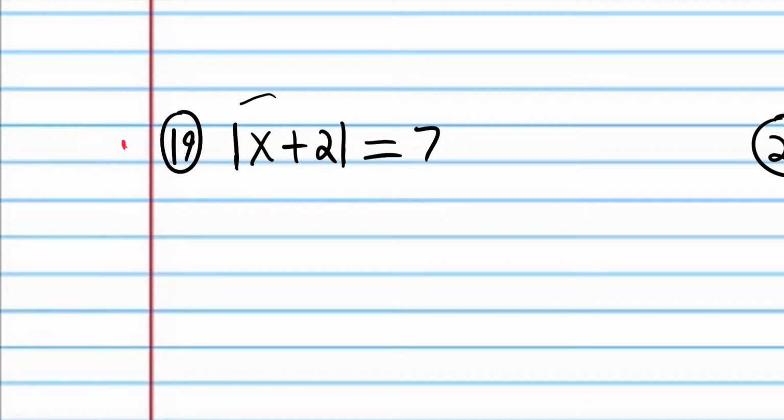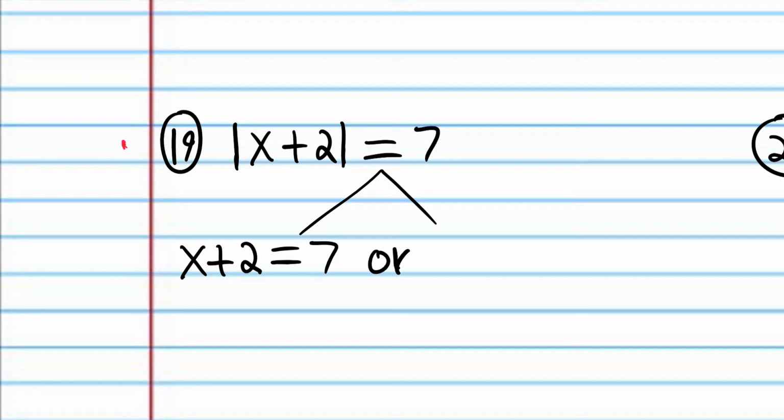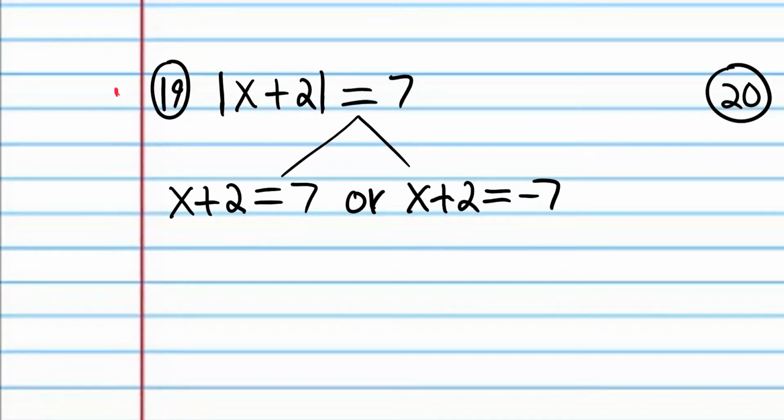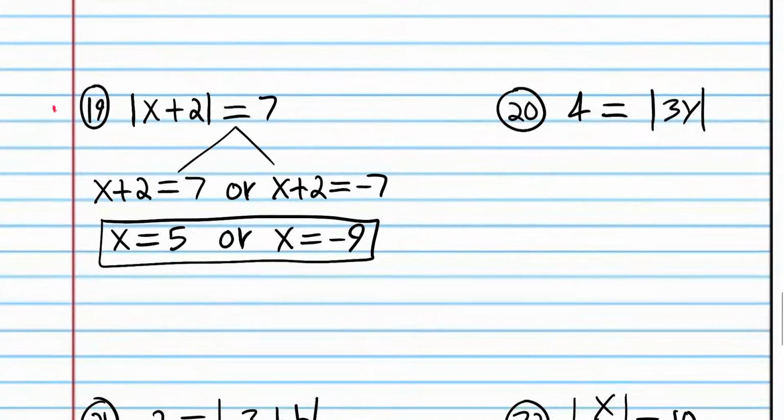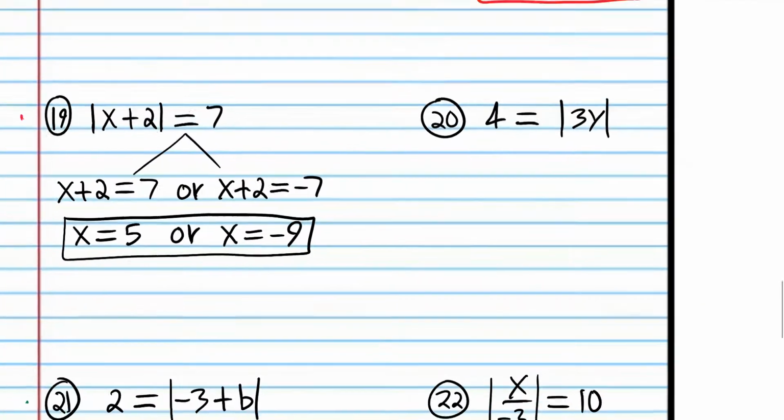The good news is the absolute value is already isolated, so we can immediately break it into parts. And it works the same way. What's inside the absolute value can be +7, or what's in the absolute value can also be -7. So it's very easy. It's the same situation. So now we just solve both equations. Subtract 2 from both sides, and we get 5. Subtract 2 from both sides, and we get -9. And that is the solution. So very easy. Same thing that we were doing before.